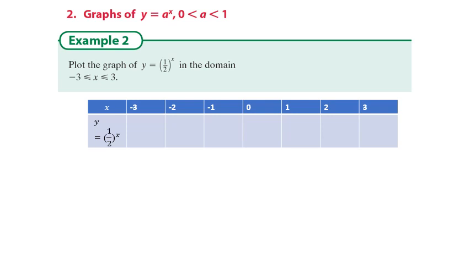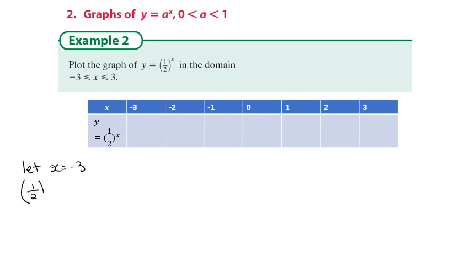So to try and understand this, we're going to work through this example. I'm going to do out the table on this page and then graph it on the next. So plot the graph of y equals 1/2 to the power of x in the domain -3 to 3. So I have written out -3, -2, -1, 0, 1, 2, 3 into my table. So I'm going to start working this out now. So let x equal -3.